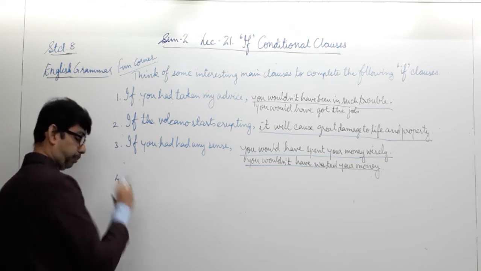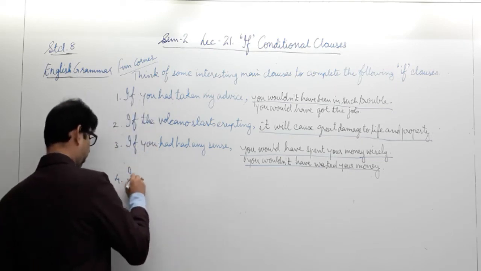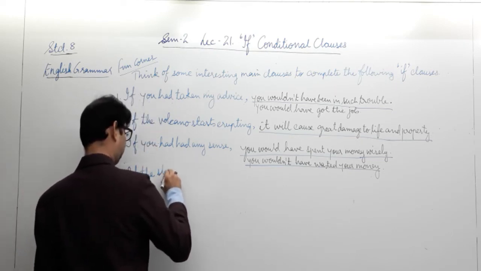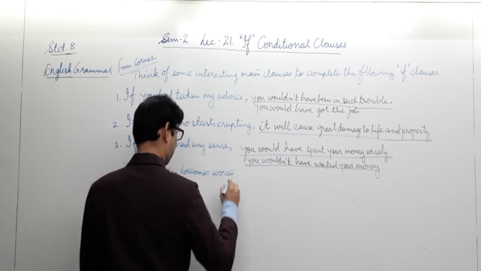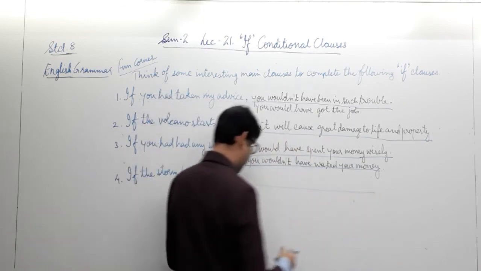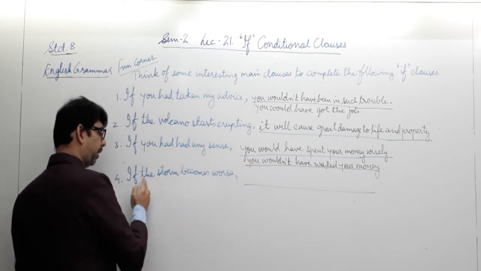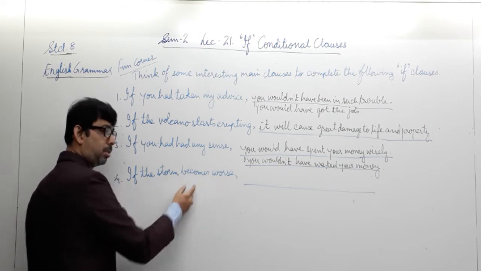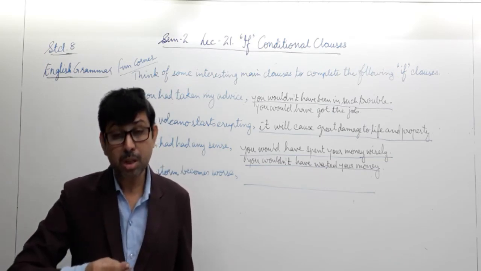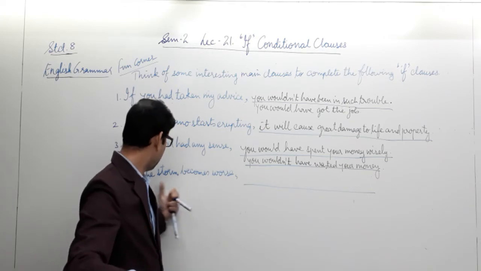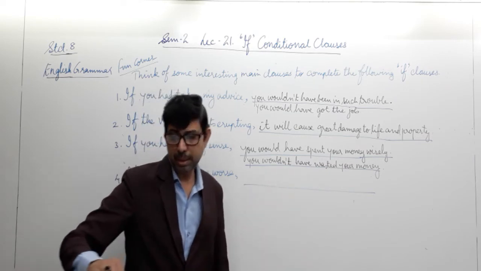Next one, number 4. If the storm becomes worse. So condition, if the storm becomes worse. Have a careful look. What tense are you getting over here? Accordingly, you will write the main clause. If plus becomes. If the storm becomes worse. So becomes gives us the idea of the simple present. If plus simple present, what will be required over here? Will or will not with the other words of the sentence, that is the complement.